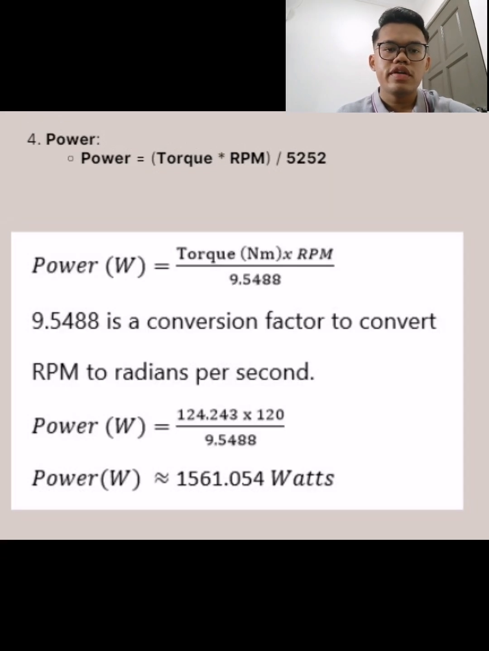For the power calculation, the formula is torque multiplied with RPM divided with 5252. But this is only when the torque is in the foot-pound units. But the example here is when torque is in Newton meter. So it will be divided with 9.5488. 9.5488 here is the conversion factor to convert RPM to radians per second, and its value is fixed.